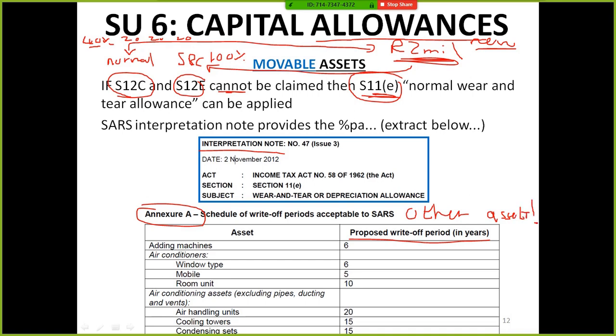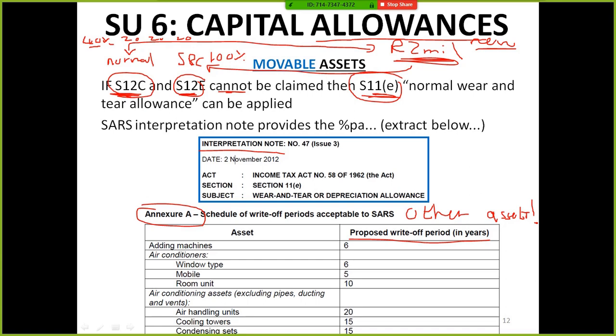Okay, other assets. When I talk about other assets, I'm referring to assets that you haven't taken advantage of in terms of a capital allowance. You haven't applied Section 12C or Section 12E. Then can I claim wear and tear? Yes, you can. And this is something that all businesses can also make use of.